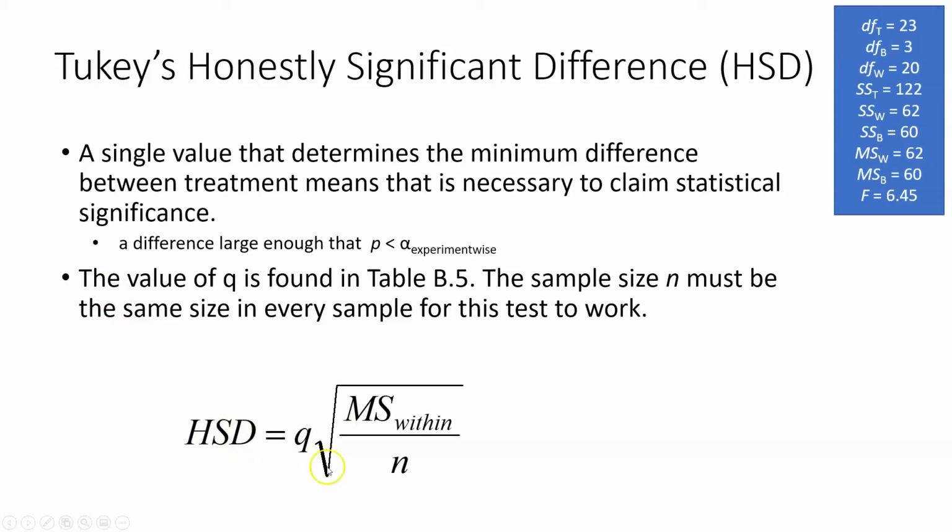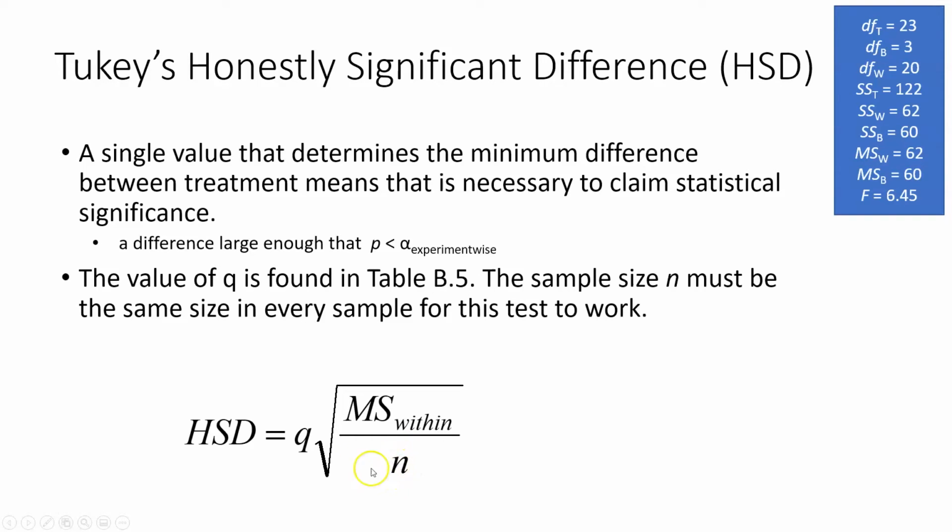Now, in order to compute this, the formula here has a Q. This Q is found in another table that I've asked you to download before you start this module, called table B.5. The sample size, N, here, must be the same size in every sample of your experiment for this particular test to work. So if one of your groups had like 20 and another one had 22, then you couldn't use this HSD test. You'd have to use a different type of post hoc. But here, in this example, we have the same size groups for each of the 4 conditions. Remember, each one had 6 people in it, and so we could put this value down here as 6.